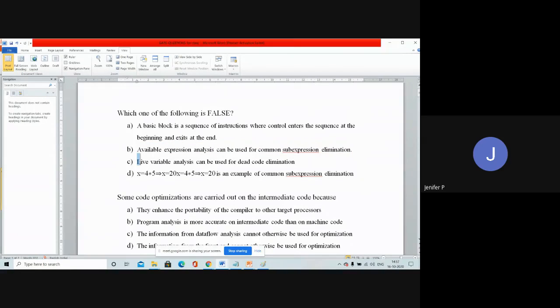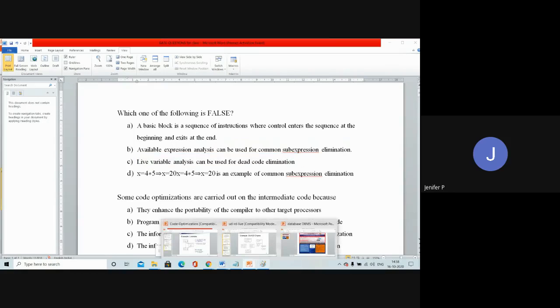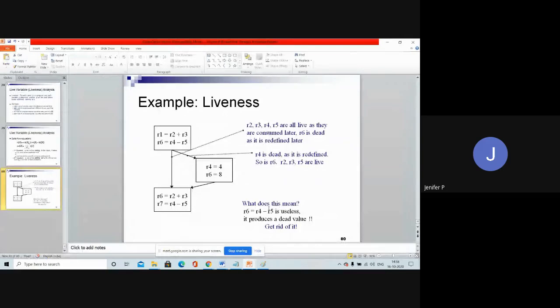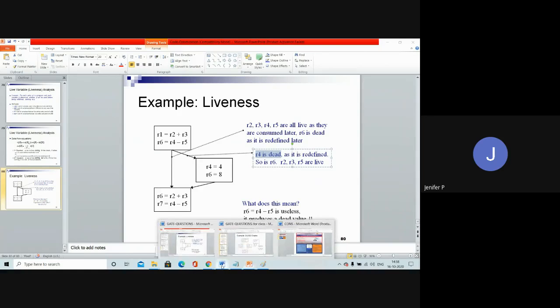And the next one: live variable analysis can be used for dead code elimination. Lastly, we have seen liveness analysis, right? In liveness analysis, we can find which variables are live and which are dead. So the third one is also true.